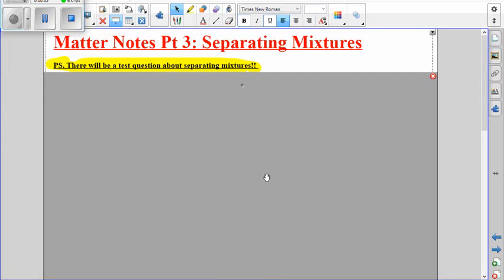Alrighty, so we're going to talk about Matter Notes Part 3, separating mixtures. You'll definitely have a quiz or test question or both coming up on this kind of stuff. So just remember, you don't have to write down everything I have on my smartboard, but you do want to make sure you understand the things I have read or highlighted, the things that I emphasize.